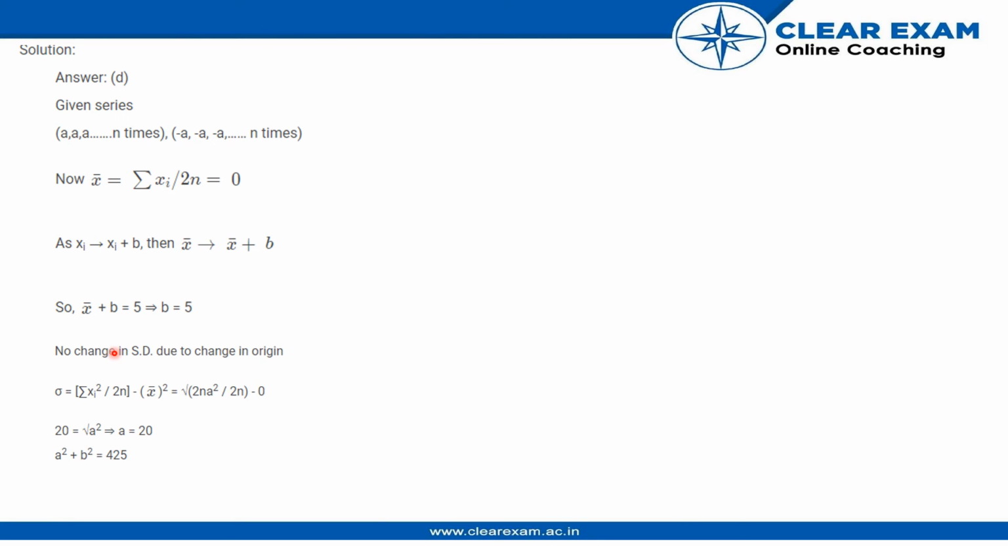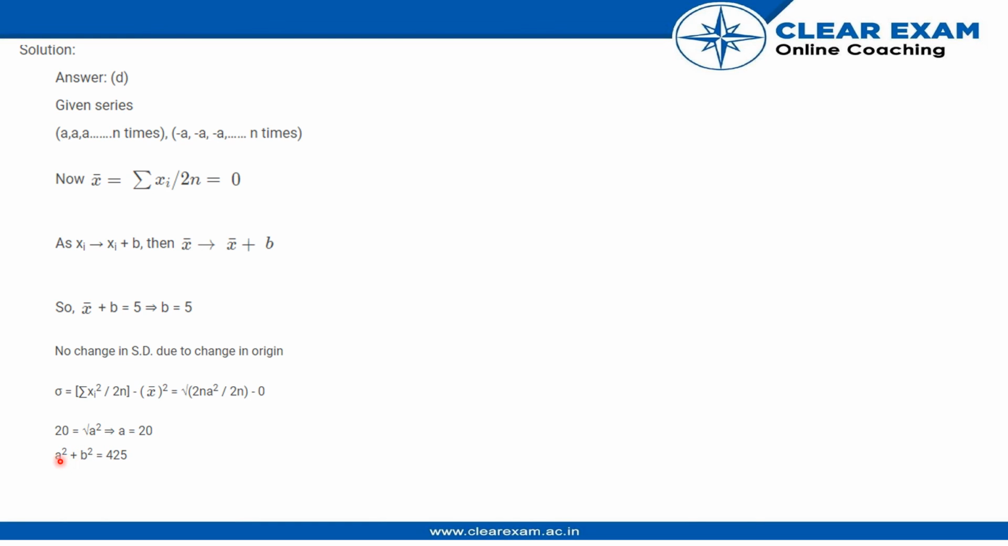Now as for the second condition that is given, there will be no change in standard deviation because there is no change in origin. So therefore we have sigma equal to the square root of summation xi square upon 2n minus x bar whole square, which is equal to the square root of 2n a square upon 2n minus 0. So therefore we have a square's value to be equal to root of 20. Therefore we have a value to be equal to 20.